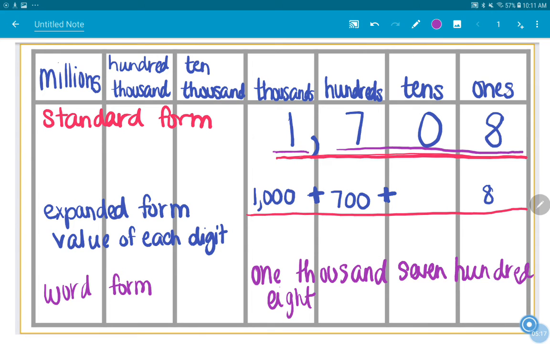So we've written our number in standard form by using digits in their correct place value. We've written it in expanded form, showing the value of each digit. And we've written it in word form, which is just writing it out in words the exact same way that we would say it. All right, let's practice with another.